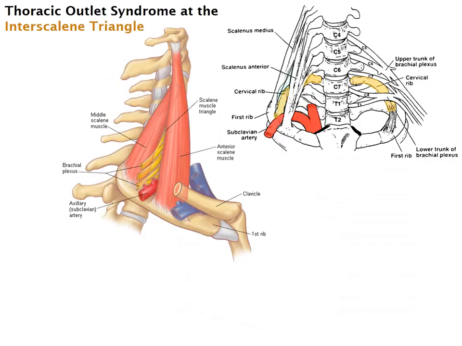Let's first talk about compression at the interscalene triangle, where the roots of the brachial plexus and the axillary artery emerge from between the anterior and middle scalene muscles. Extreme enlargement of these muscles, from bodybuilding for example, would be enough to cause thoracic outlet syndrome. Also, you might recall that some patients have an extra rib called a cervical rib. In the case of a cervical rib, the rib can impinge upon the lower roots of the brachial plexus and can even impinge upon the artery as well.